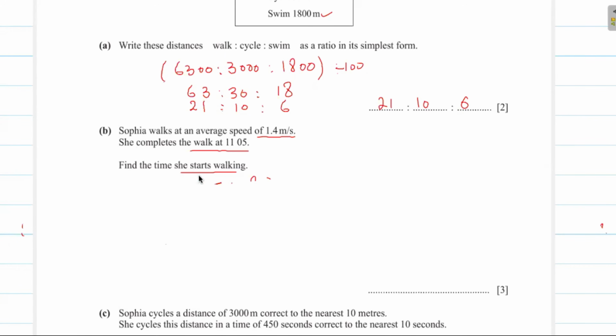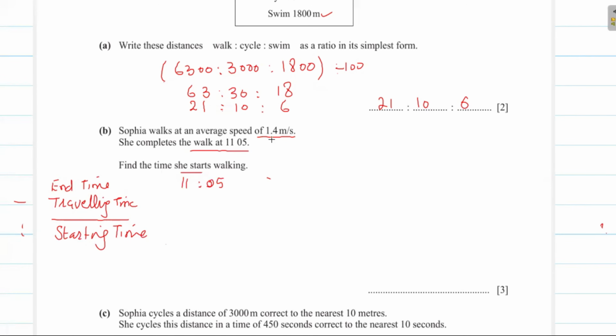6 part B. Sophia walks at an average speed of 1.4 meter per second. She completes the walk at 11:05. Find the time when she starts walking. Now to find the starting time, we take the ending time minus the traveling time. When we take the difference, we get the starting time. Here the ending time is 11:05, and the traveling time is not given, but we can find it.